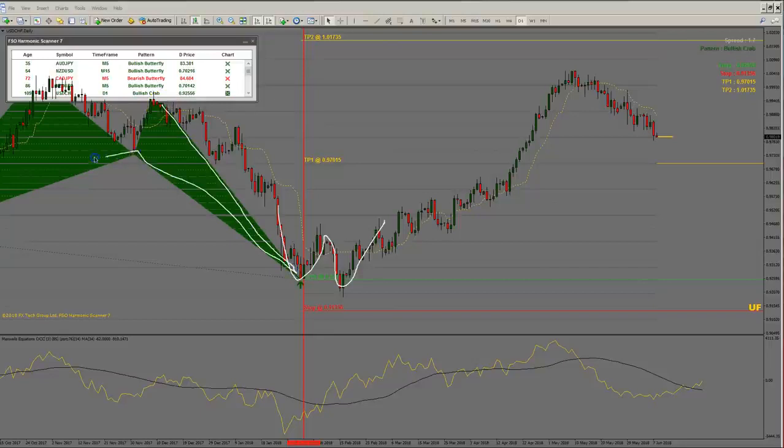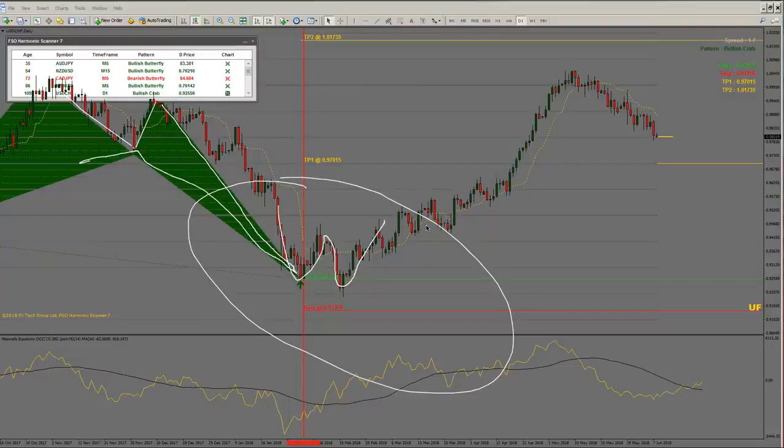See this beautiful pattern here. This is very, very unique. Okay, this is a very unique system. It needs a bit of training to understand the FSO Harmonic Scanner, yes. And if you're a very, very beginner, then this tool is not the right one for you.